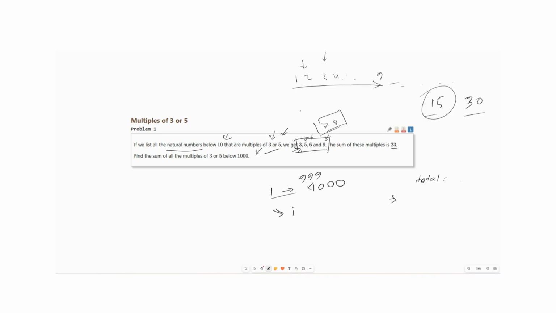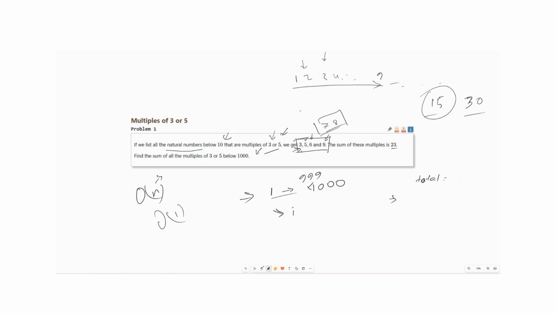So we are not going to solve the problem this way. Why? Because it is brute force, and the complexity of this one will be big O of n. In this case n is 1000, but we can make it big O of 1. And how can we do that?